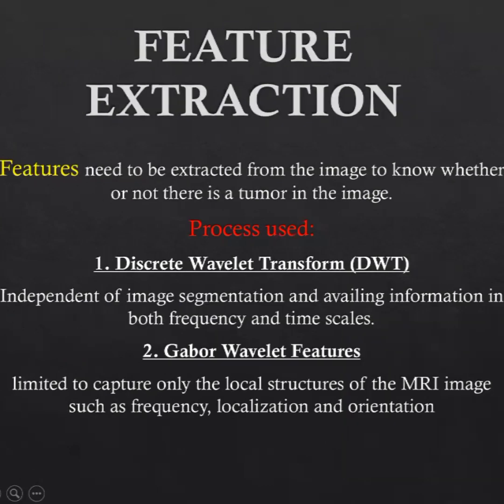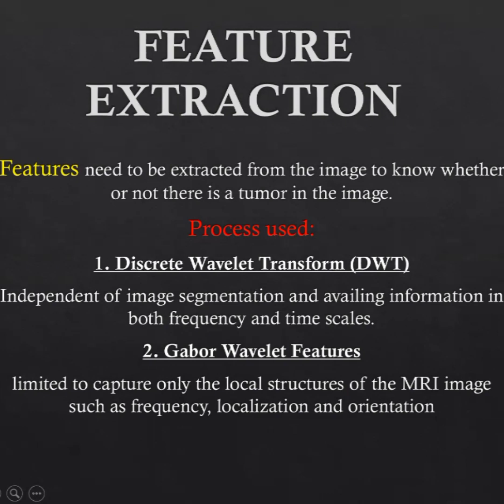The next step is feature extraction. Features need to be extracted from the image to know whether or not there is a tumor in the image. The number of features identified is generally big, which makes the classification process expensive in terms of processing time and memory. Hence, the number of features are generally reduced using a feature reduction process. Process used are discrete wavelet transform, DWT, which has the advantage of being independent of image segmentation and availing information in both frequency and time scales.